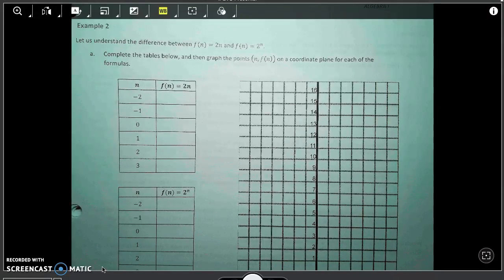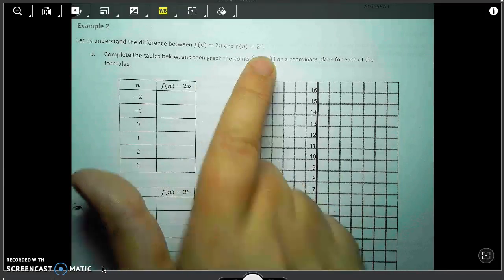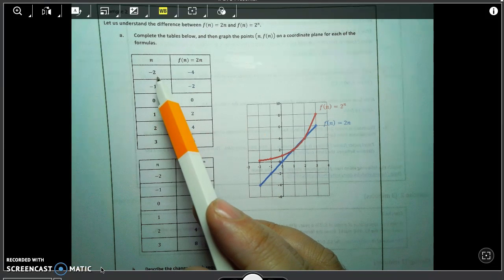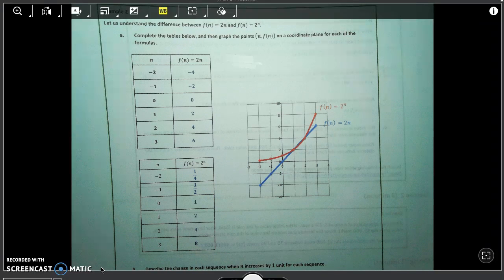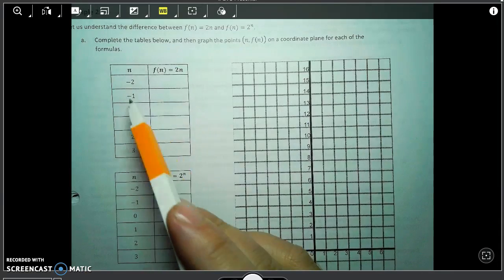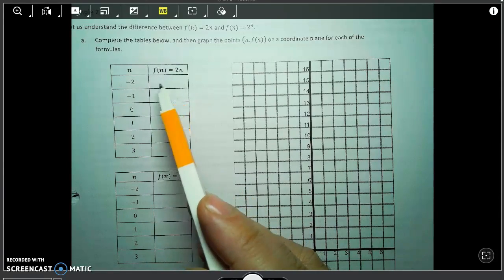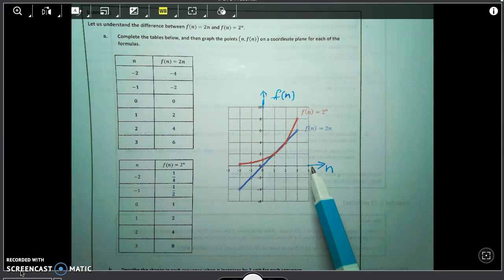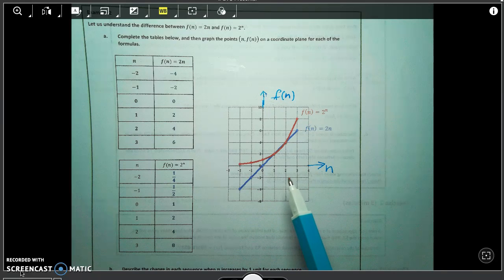Okay, so we're skipping the next example, and we're going to go to example 2. And this you can do on your own. They already gave you the formulas, which are f of n equals 2n, and f of n equals 2 to the nth power. So all we're doing is plugging in the values for n into the formula on both sides. We say 2 times -2 is -4, and so on. And the same thing for the bottom one. So the y-axis is f of n, and the x-axis is n. So for the first equation, for every increase of 1 unit, f of n goes up by 2.